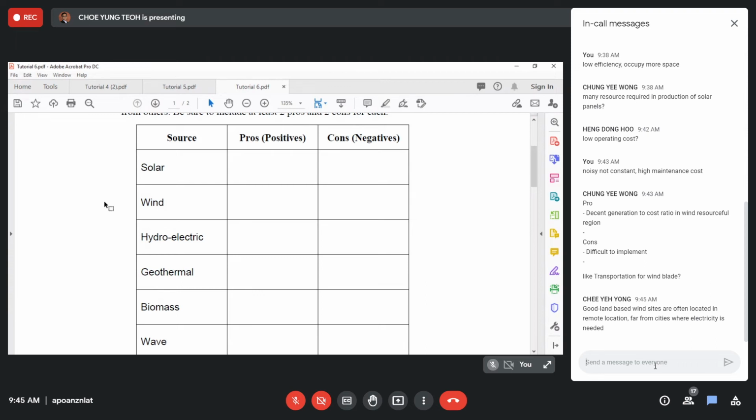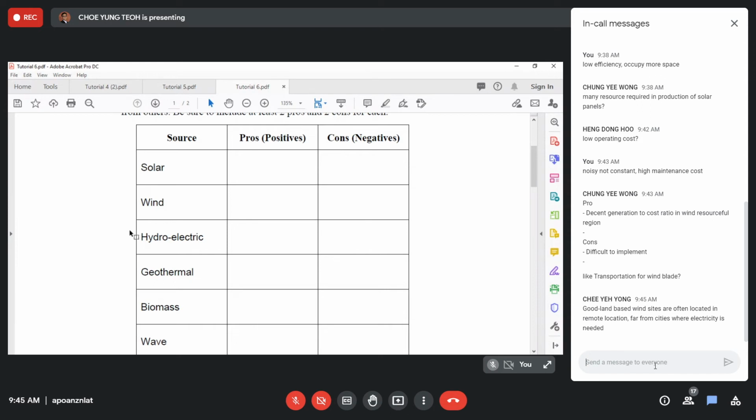Yes, correct. Good land-based wind sites are often located in remote locations, far from the city, where the electricity is needed. Yeah, this is true. And solar is different. Solar is normally not close, but it is everywhere, so I don't say close or far. But for wind, definitely correct. It's far from the user. Okay. How about hydro?